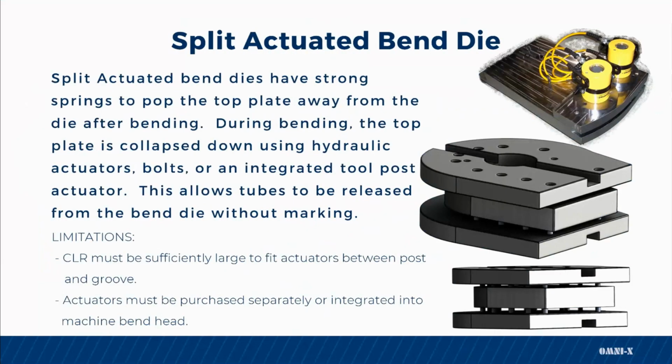Split actuated bend dies have strong springs to pop the top plate away from the die after bending. During bending, the top plate is collapsed down using hydraulic actuators, bolts, or an integrated tool post actuator. This allows tubes to be released from the bend die without marking. The limitations of split actuated bend dies are that the centerline radius or inside radius must be sufficiently large to fit actuators between the tool post and the tube groove, and that the actuators must be purchased separately or integrated into the machine bend head.